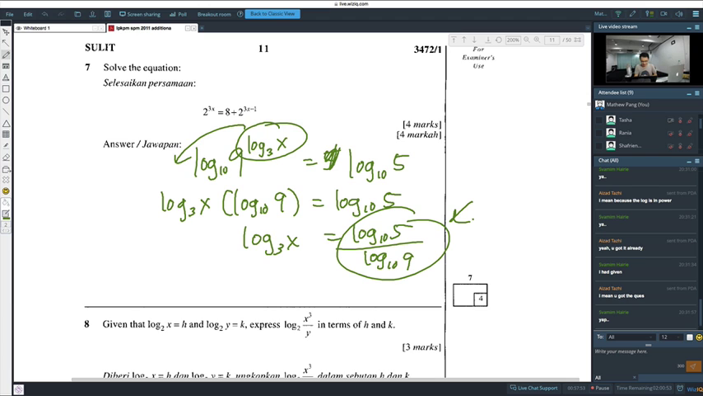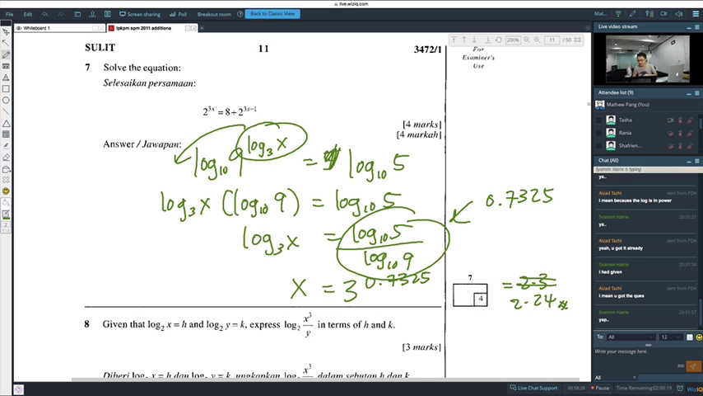You can use the calculator to quickly solve the number. You just use your calculator, you click log 5 over log 9, and then your calculator will tell you it is 0.7325. Okay, then I will move my log base 3 to the other side. It's just 3 power of 0.7325. Then I will use the calculator, 3 power answer. Then I will get my final answer, which is 2.24.